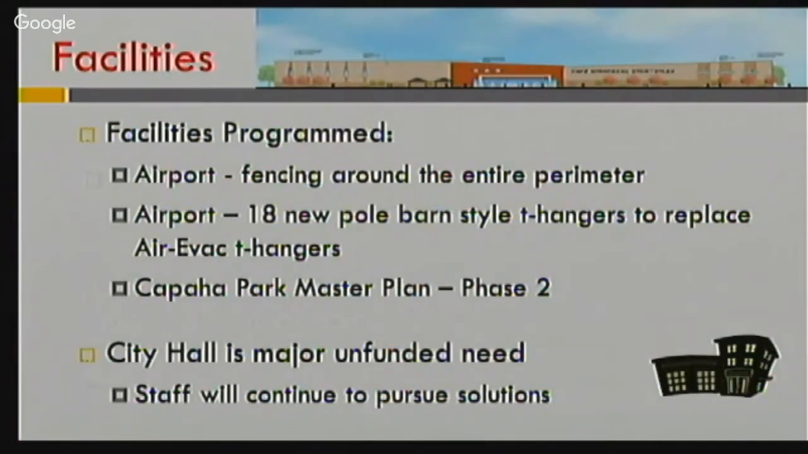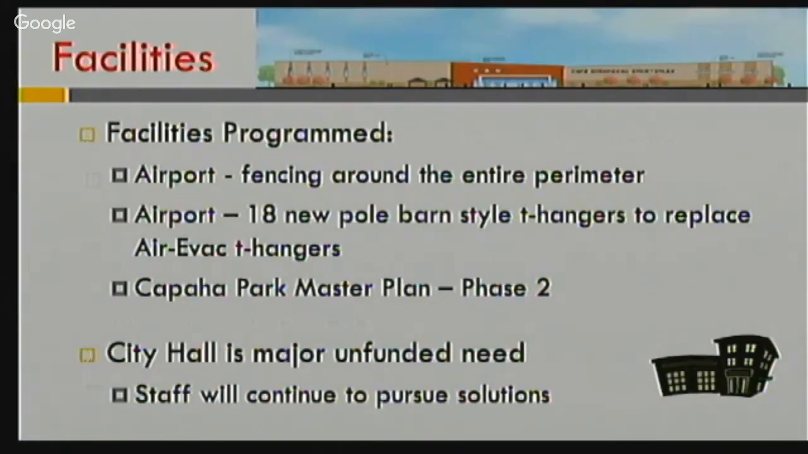For facilities, airport, I believe we talked about fencing around the perimeter. That's about a $1.3 million project, but as the deputy city manager alluded to, Bruce is actually looking to leverage MoDOT funding to the tune of about 1.2 million. So it becomes a lot more palatable for us if he's able to get those funds.